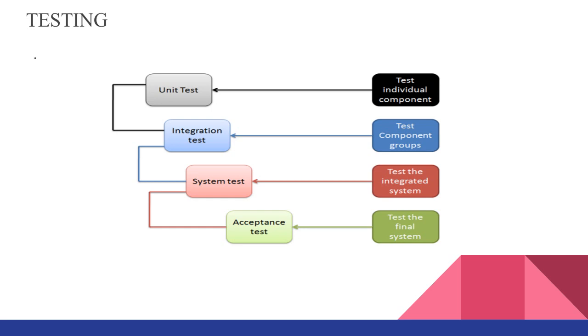A testing strategy takes an incremental view of testing, beginning with the testing of individual program units, which we call unit test, moving to tests designed to facilitate the integration of the units, integration test, and culminating with the tests that exercise the constructed system, which we call system test and acceptance test.